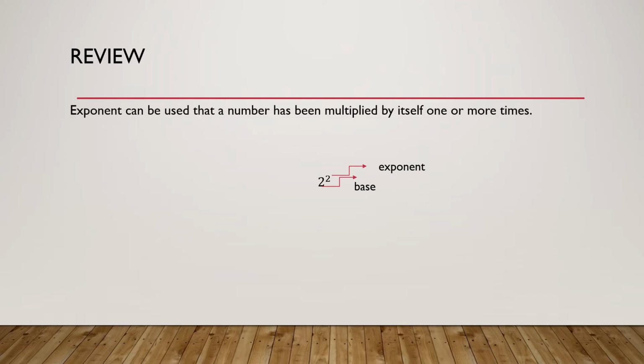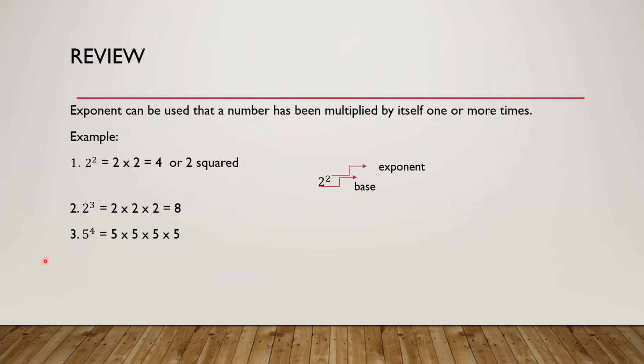Exponent can be used when our number has been multiplied by itself one or more times. Remember our exponent? For example, 2 raised to 2 equals 2 times 2 equals 4, or 2 squared. 2 raised to 3, or 2 raised to the power of 3, we also read as 2 cubed, equals 2 times 2 times 2 equals 8. So we multiply a number by itself. Kung ilan yung nakalagay sa taas, yun yung number kung ilan natin beses imu-multiply. Then 5 raised to the power of 4 equals 5 times 5 times 5 times 5.